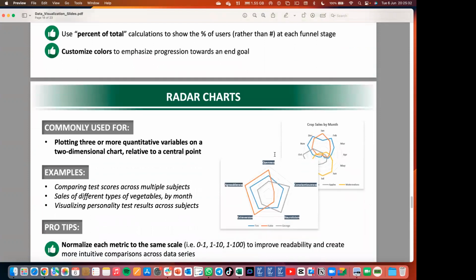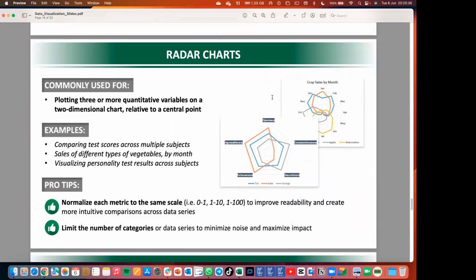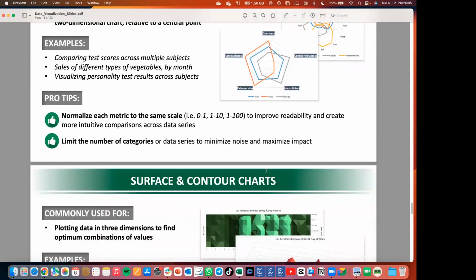Okay, we have the radar charts. These ones, I may not explain more about them, but they always show the quantitative variables on a two-dimension chart. So the more the line extends to the category, it means that category is more on that parameter, I can say. But we shall see how this all comes into context.